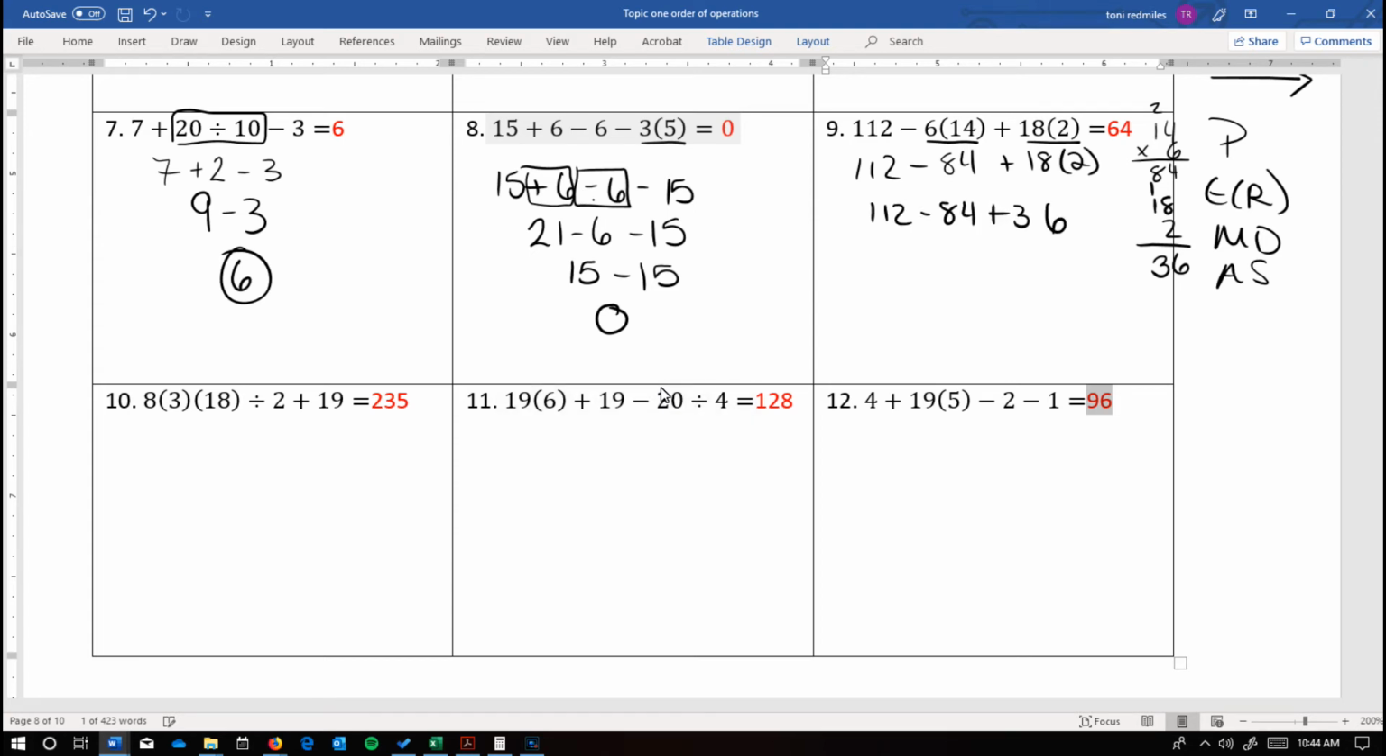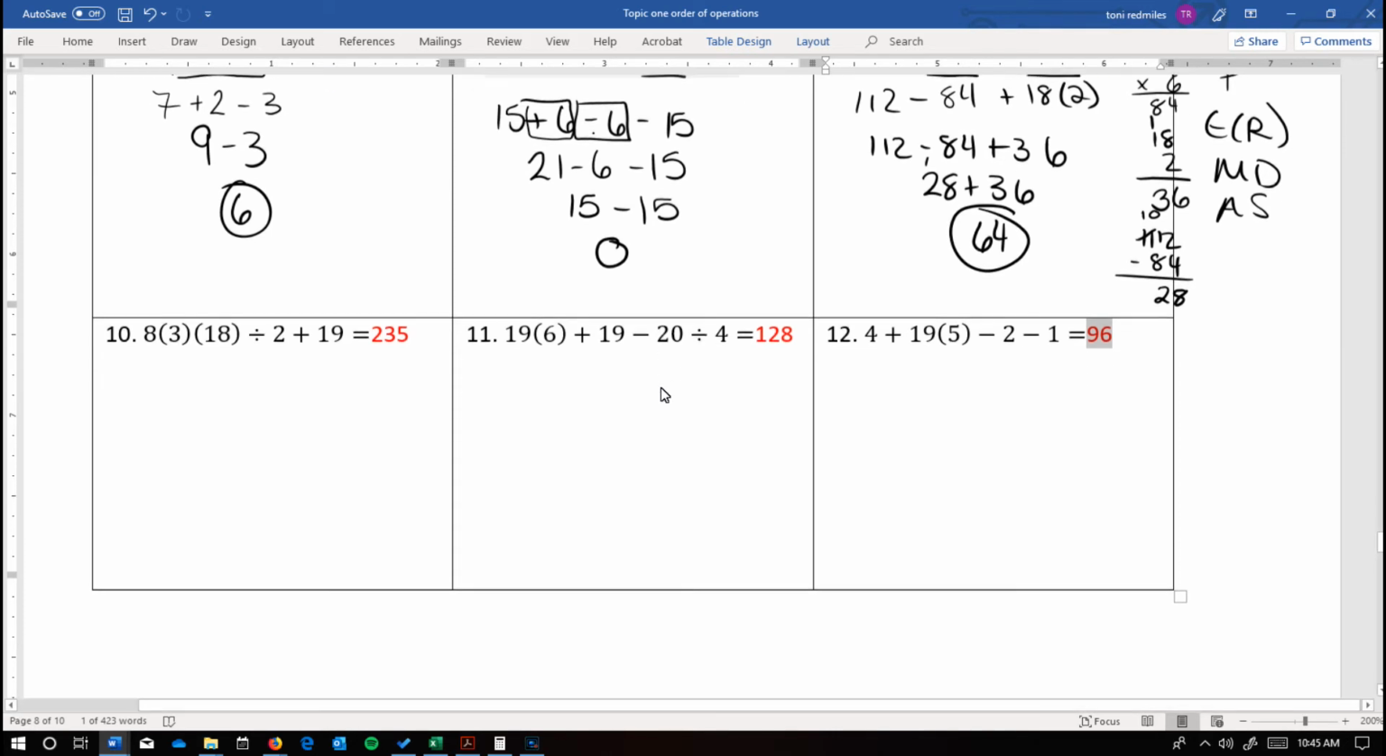Now I can do my adding and subtracting left to right. So 112 minus 84 is 28. And if I add those two, I'm going to get 64. All right, so the answer is 64.